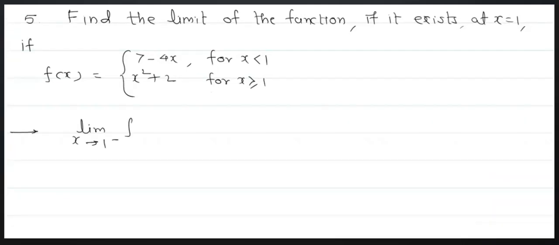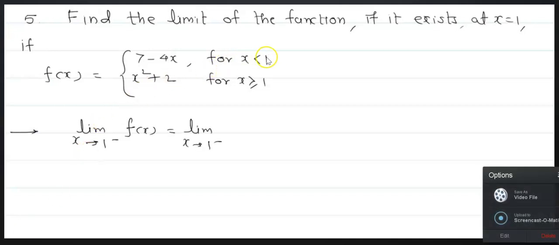And here we will take the left hand side limit and right hand side limit. For the left hand side limit, x is less than 1. The function breaks at x is equal to 1. Therefore, limit x tends to 1 minus means what? Left hand side limit. Then as x is less than 1, we take the function 7 minus 4x. And x is greater than 1, that is the right hand side limit. Then we take the function x square plus 2.